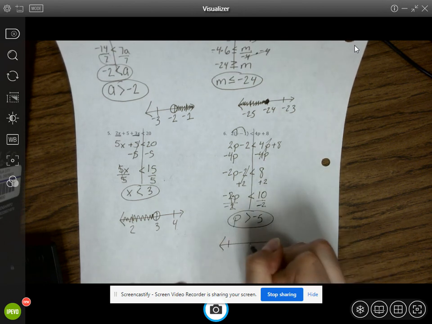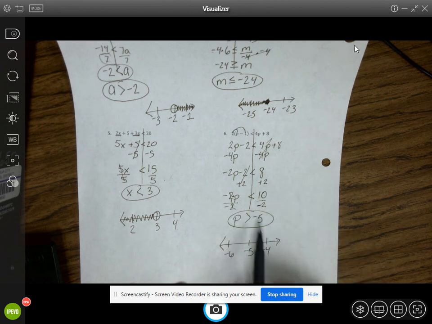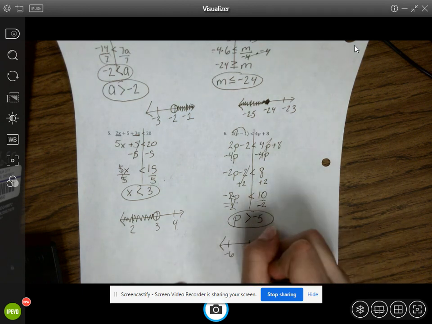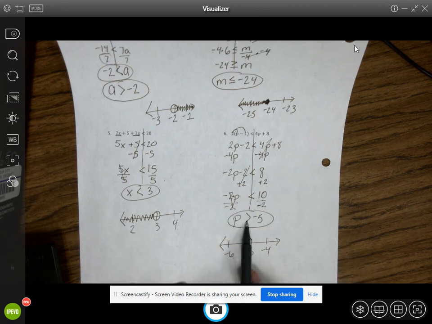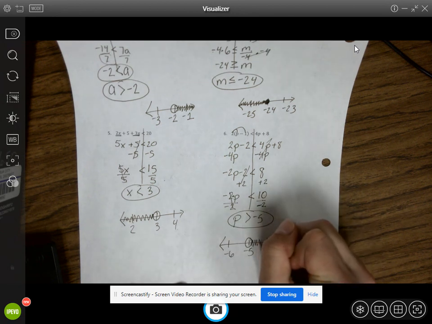Then I'm going to graph. Negative 6, negative 5, negative 4. Open circle. I want numbers greater than negative 5, which is going to be to the right.